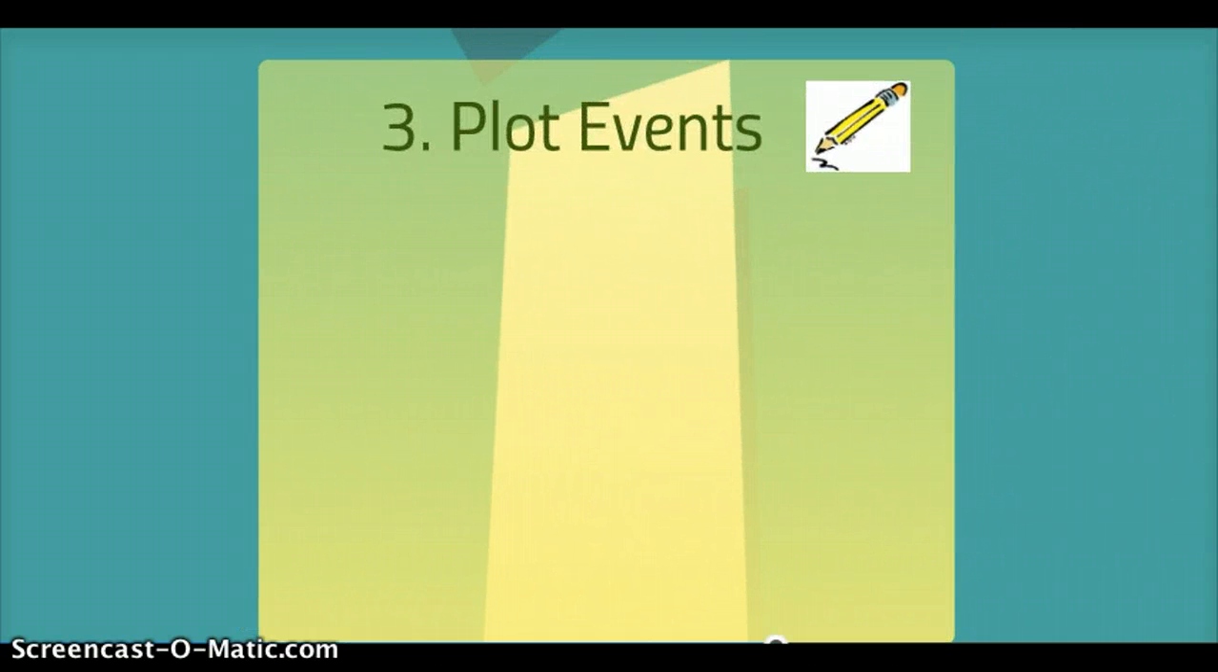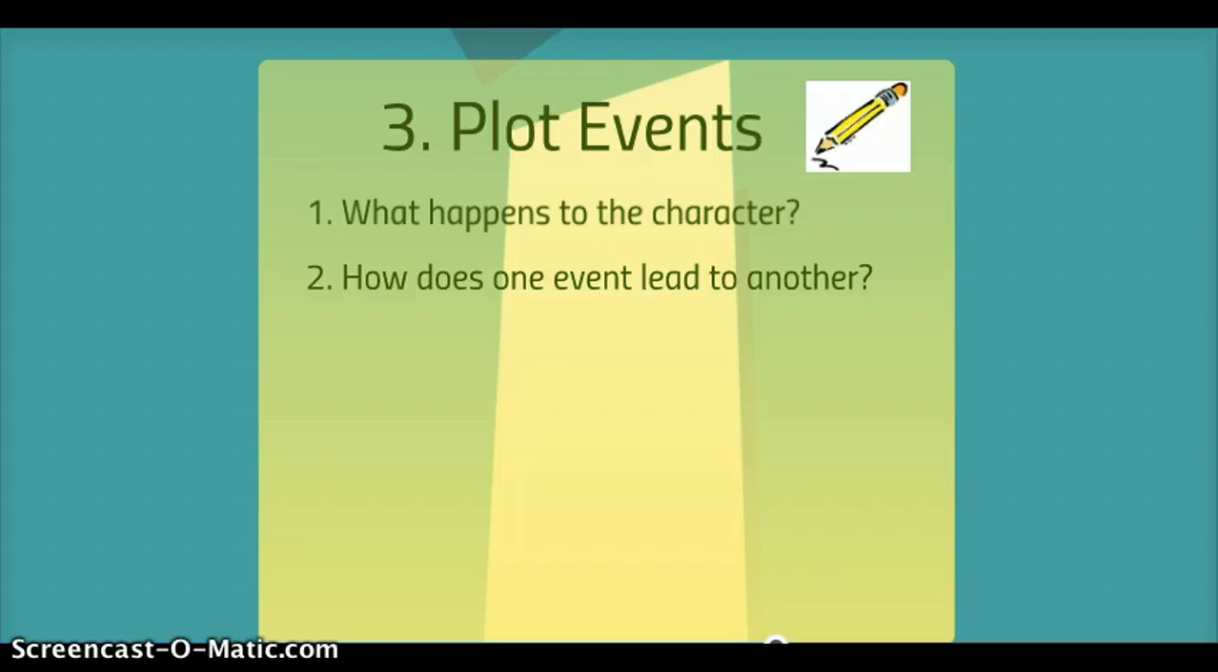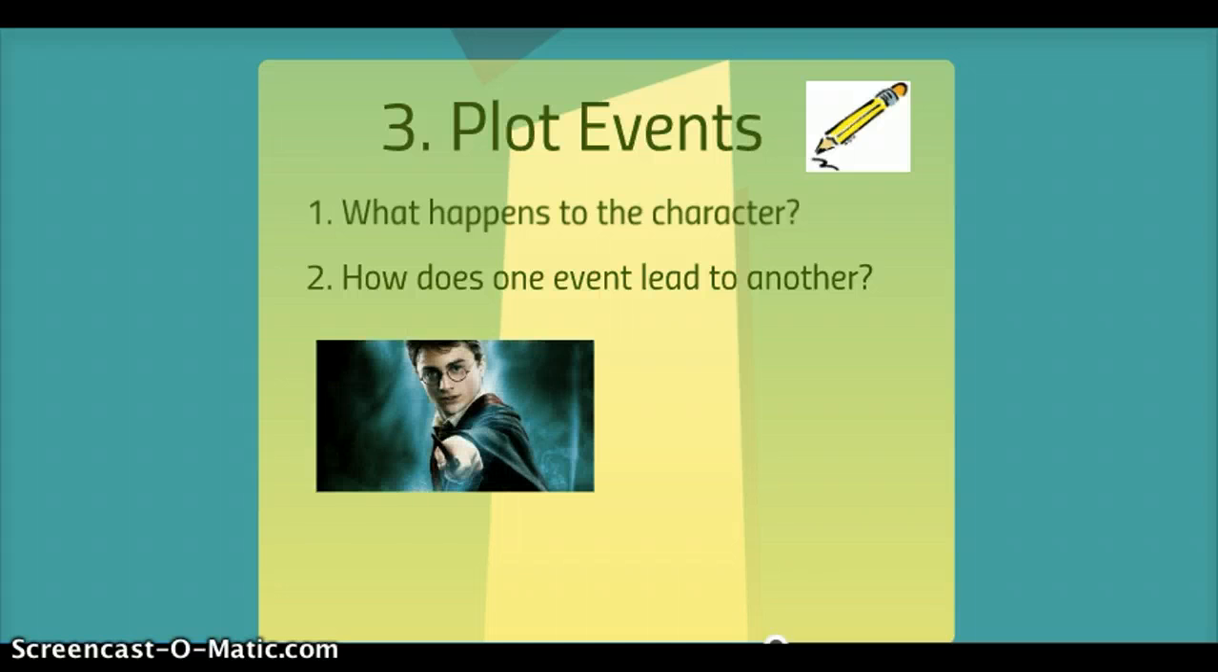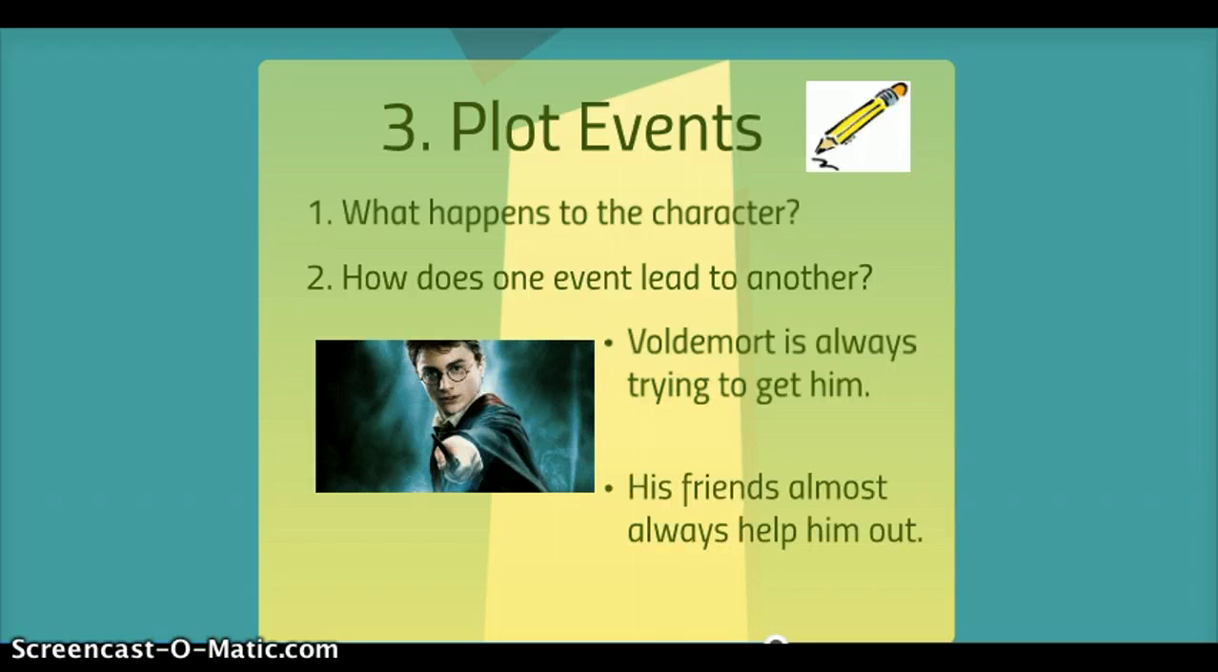All right, plot events can also help you think about, first, what happens to the character and how does one event lead to another. So you look through that, you can start to pick up on things. For example, in Harry Potter, Voldemort is always trying to get him. Event after event, that's what he's trying to do. And every single time his friends almost always help him out. So possible theme topics could be about evil and also about friends.